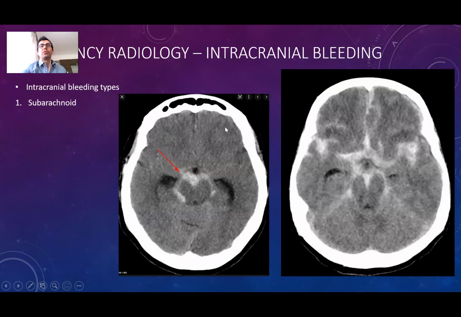When it comes to below the arachnoid space, it actually bleeds into where the cerebrospinal fluid is. So it's going to cover all the places where cerebrospinal fluid usually is.